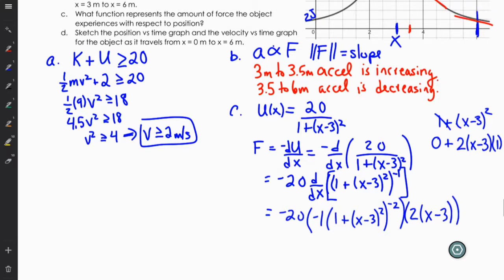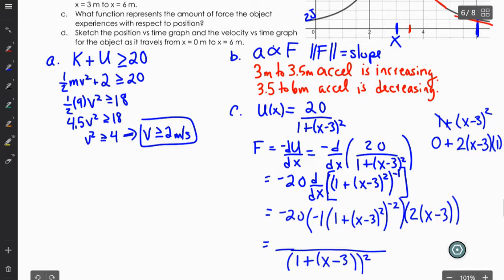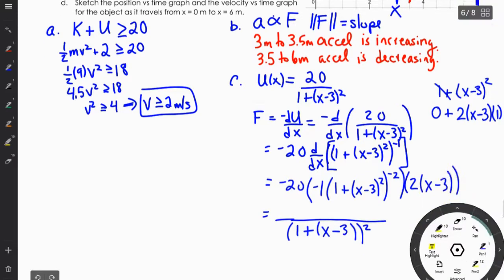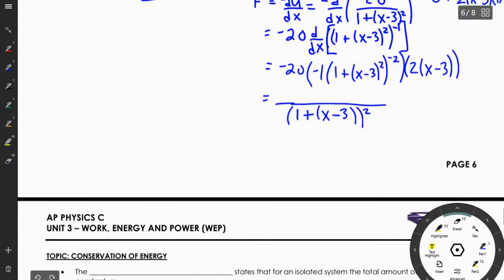Okay, so there's my function, but let's rewrite this. Because this is a negative 2, which means I can put it in the denominator. So this ends up being 1 plus x minus 3. Oh, I forgot a squared. So x minus 3 squared. So that whole bottom is squared because it's a negative 2. And then I have a negative 20 up top. I have a negative 1 here that makes it positive, but I have a 2 here, so it makes it 40. And then I have this x minus 3.